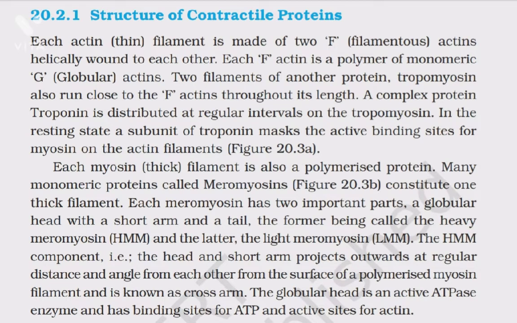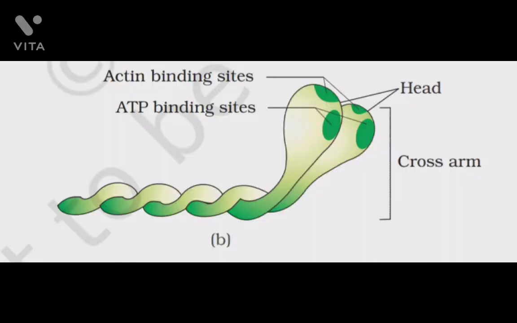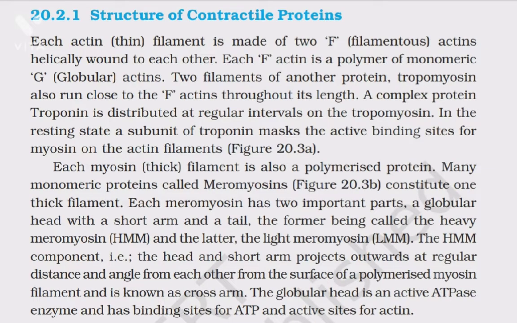Many monomeric proteins called meromyosins, figure 20.3b, constitute one thick filament. Each meromyosin has two important parts, a globular head with a short arm and a tail, the former being called the heavy meromyosin HMM and the latter the light meromyosin LMM.